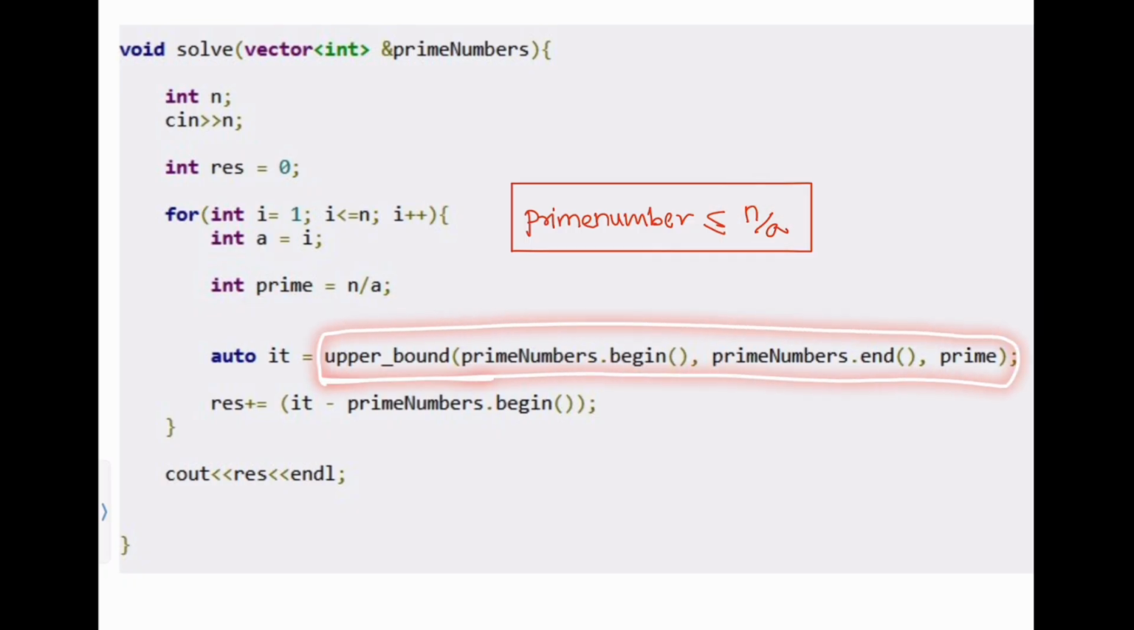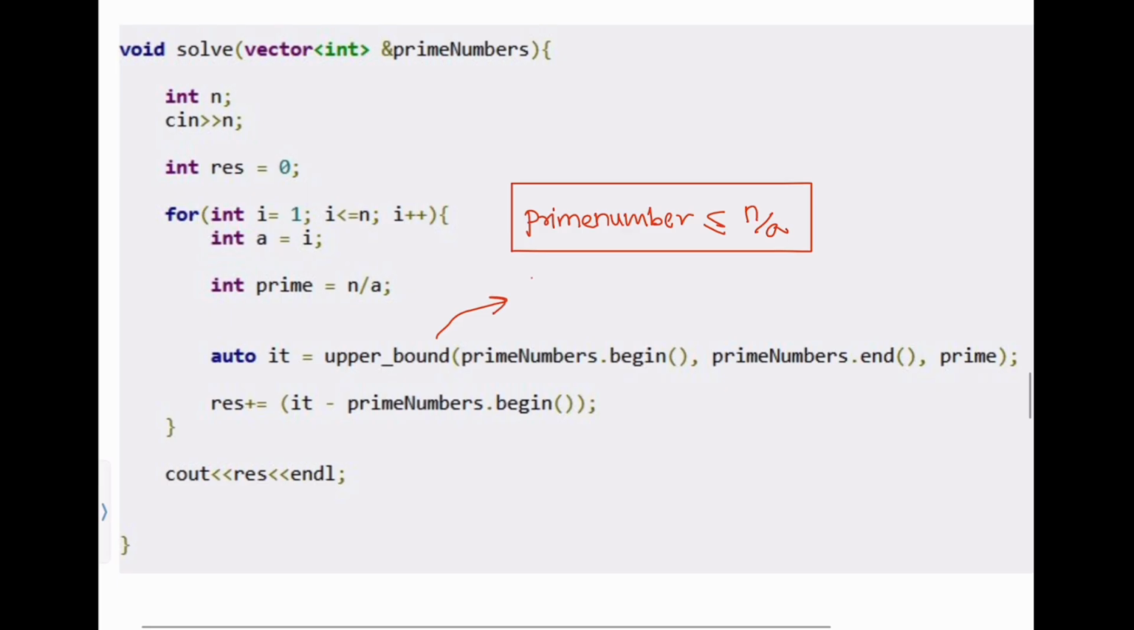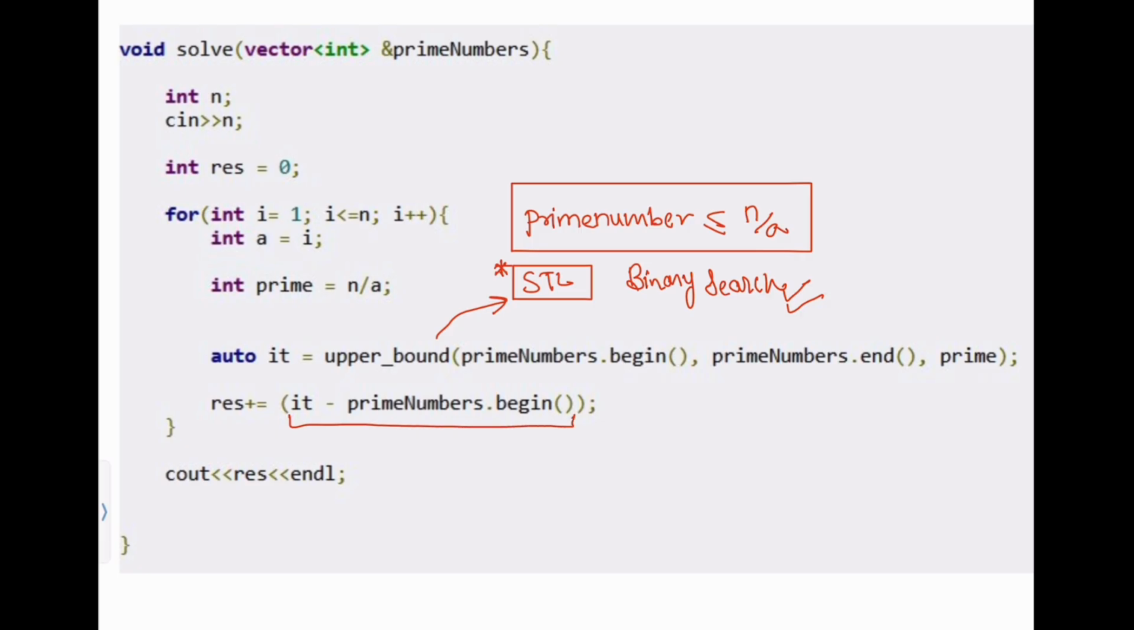Now, this is the C++ STL that you can use. You can also write your own binary search, that is also fine, but I have done it using the STL. Now we find out the index. To find out the index, we just use it minus primes.begin(). The index of the upper bound is actually the count of prime numbers that are less than or equal to n over a, and we just add it up to our result, and finally we output our result, and that's how we get our answer. So hope it helps.